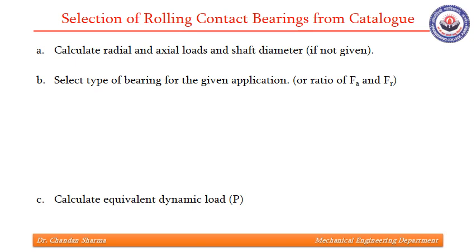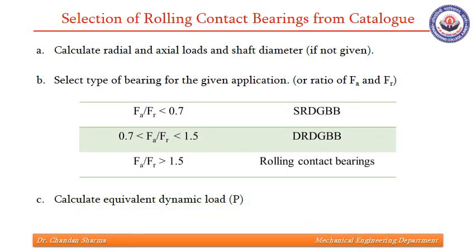Now, the next part is selecting a suitable bearing. There are plenty of options. There are ball bearings, there are roller bearings, there are needle bearings. So depending on what the radial load and axial load are, we'll select a bearing for our application. This table provides the guideline for selecting a bearing. We have covered this in our previous lecture also.